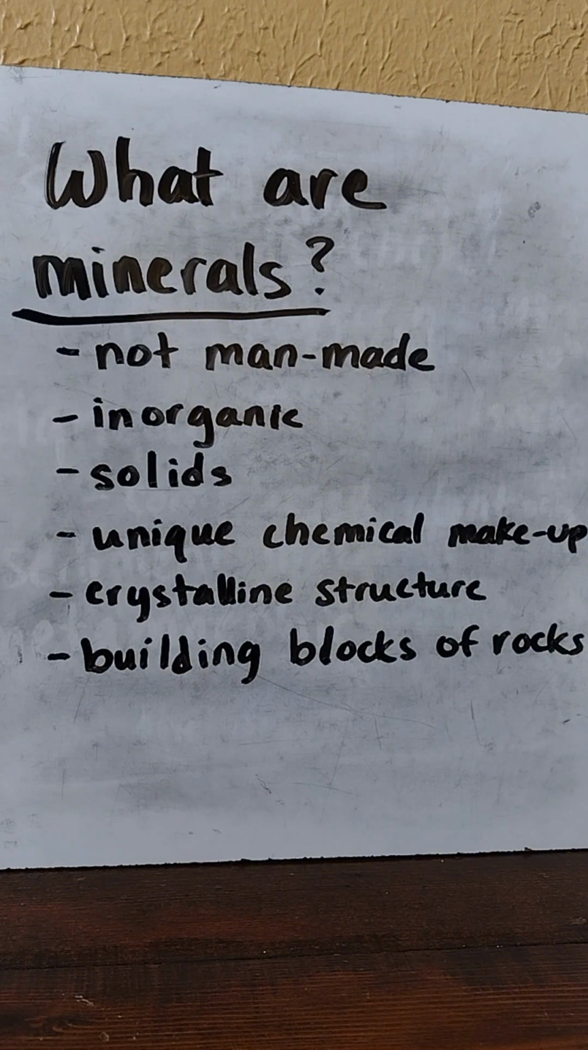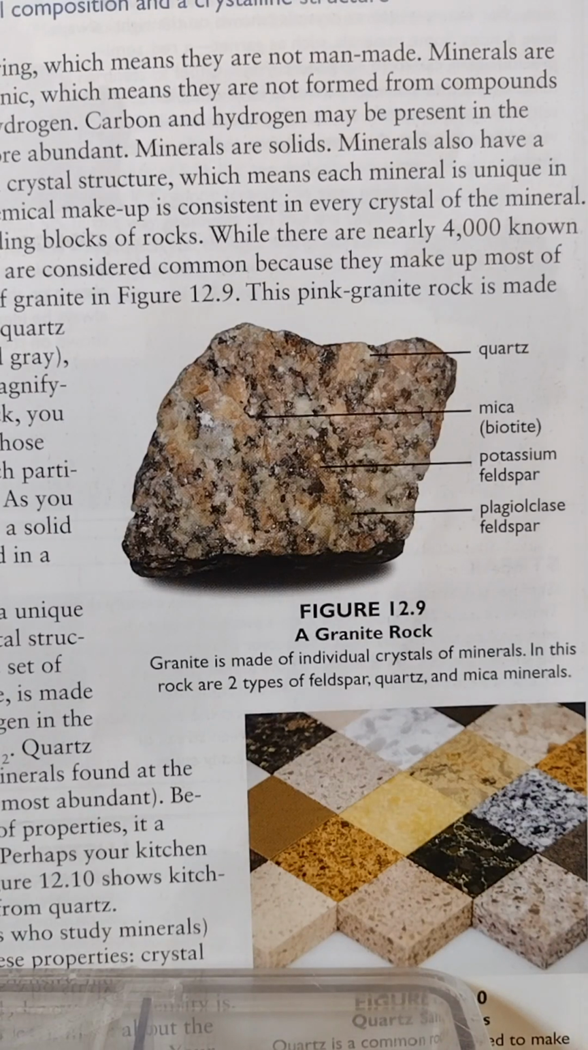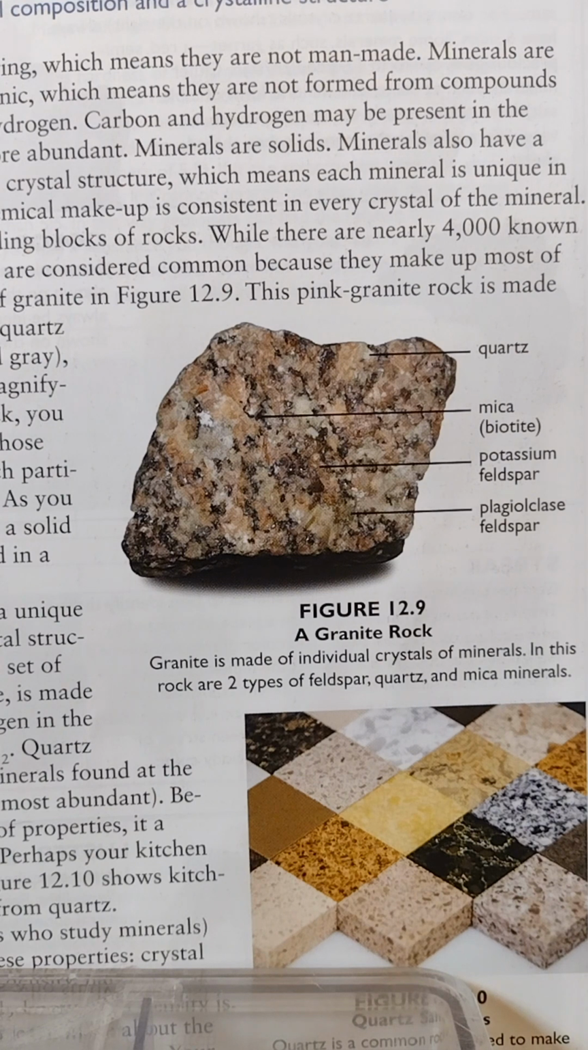So let's take granite, for example. Granite is made up of individual crystals of minerals. In this rock, there are two types of feldspar, quartz, and mica minerals. You're going to see mica when you go hiking in our area. It looks like a really thin, papery, shiny glass layer in the rocks that you'll find. It's pretty cool stuff.